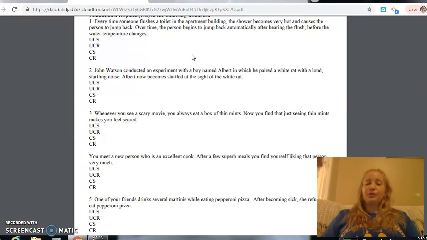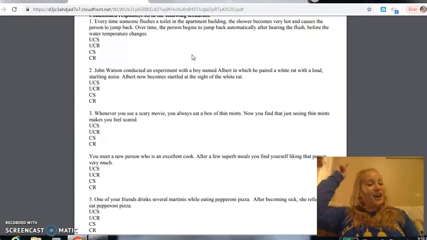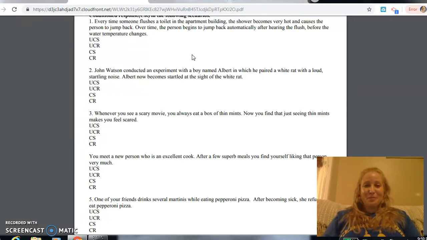The next one here, you meet a new person who is an excellent cook. After a few superb meals, you find yourself liking that person very much. So our unconditioned stimulus is, think about it, going to be a superb meal. So a good meal, that's our unconditioned stimulus, and our unconditioned response is just going to be yummy, yummy, feeling good, liking that food. Our conditioned stimulus, which is previously neutral, is going to be the person, that new person who's an excellent cook, and then our conditioned response is going to be feeling good, liking that person.